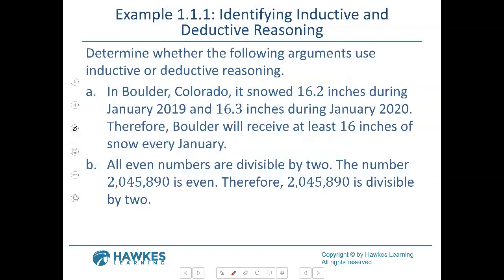The good thing about the videos is you can stop, start, or pause if there is something you do not understand, and rewind and replay. So determine whether the following arguments use inductive or deductive reasoning.